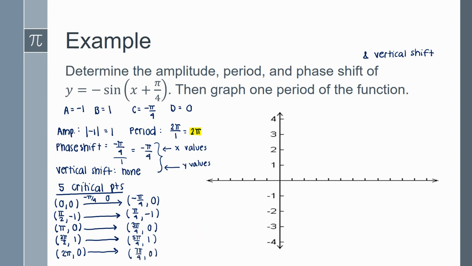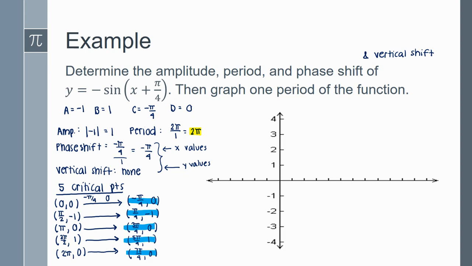Okay, so as far as what we want to actually plot, we are going to be plotting these 5 points on our graph. So those are the x values that I want to be labeling on my x-axis.